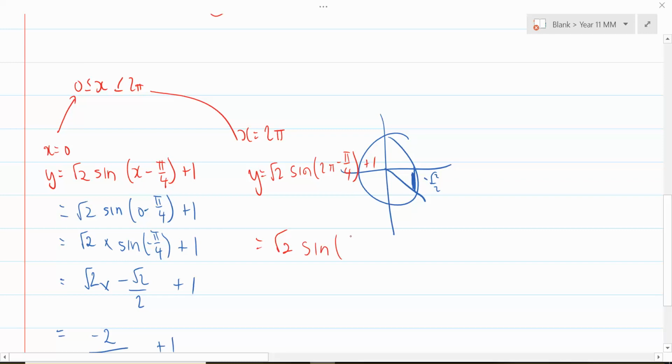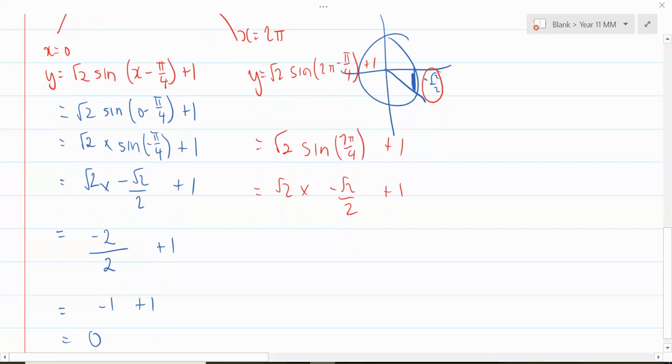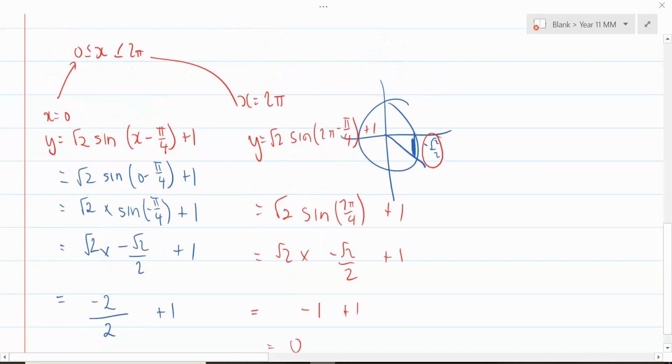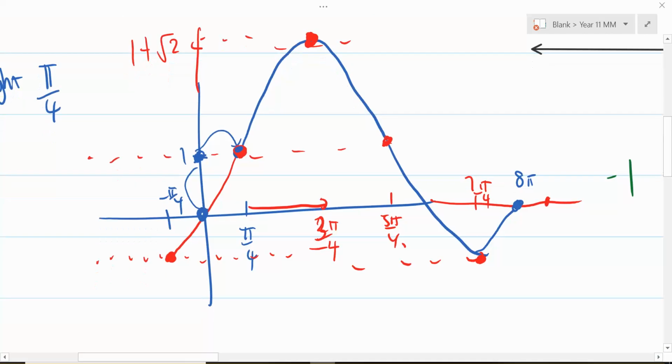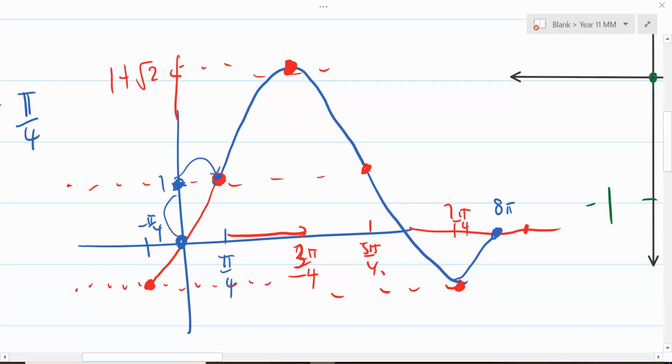It's going to be the same thing. You've got 7 pi on 4, which, again, is in this quadrant. And so therefore it has to be root 2 times negative root 2 on 2 plus 1. And as you can see, this cancels out to be negative 1 plus 1, which is 0 again. So there you go. Now I know that in your graph, when x is 0, y is 0. And when x is 2 pi, it's also 0. That's what I just figured out.